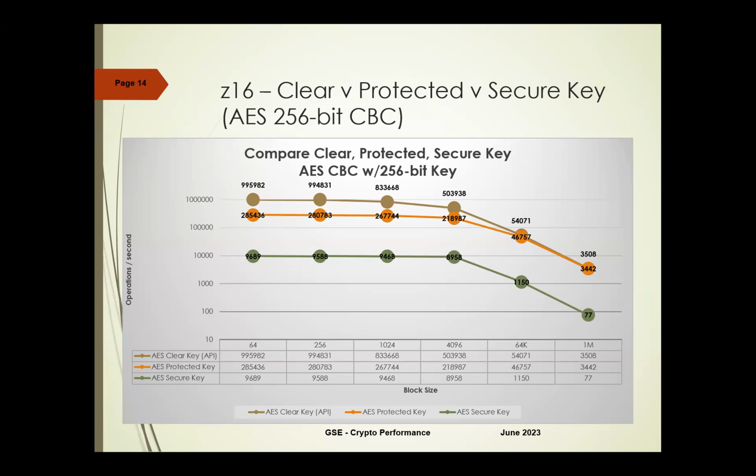But the other thing I want to point out is that as you, again, get out to those larger block sizes, performance is better. And especially comparing clear key to protected key, it's significantly slower for a protected key operation with the 64 byte input block versus with a 1 megabyte block, where the difference is almost nothing, 3508 versus 3442. So again, if you can block data and send more data, that's a good thing.